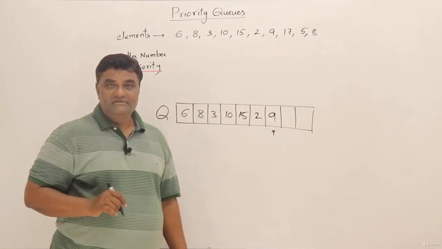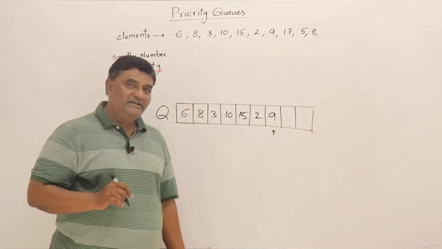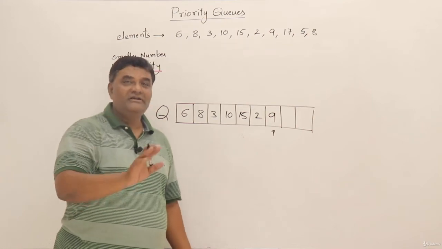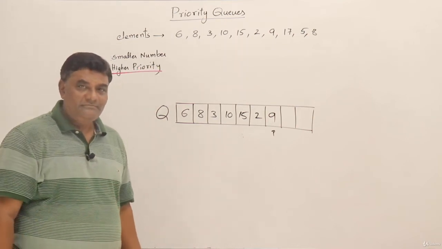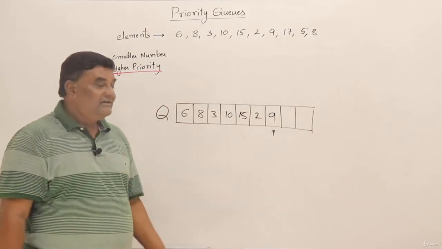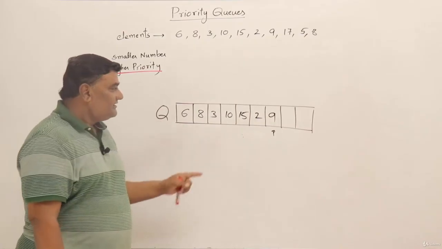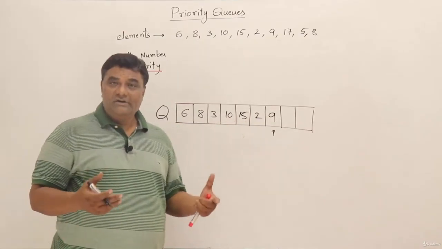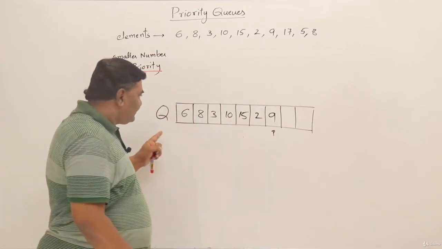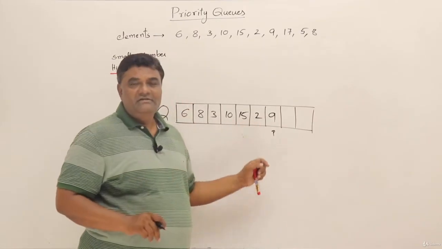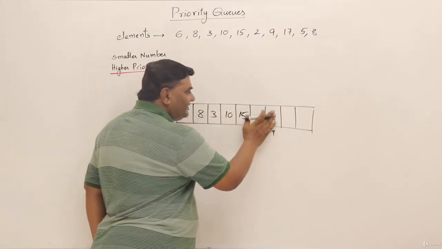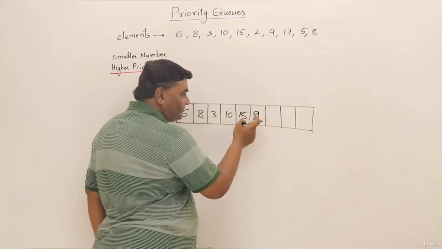Now I want to delete. Which element can I delete? I cannot delete any element that I like. I have to delete the highest priority element only. Then only we say it's a priority queue. So which is of highest priority? This 2 is of highest priority. As I said, smaller the number, higher the priority. Then how do I know which is of minimum value? Search for it. So first search and find out, then delete. Okay, after deleting this one, move 9 here because I have to shift the elements also.